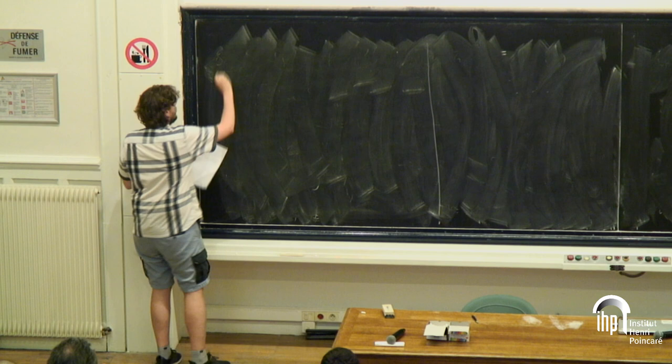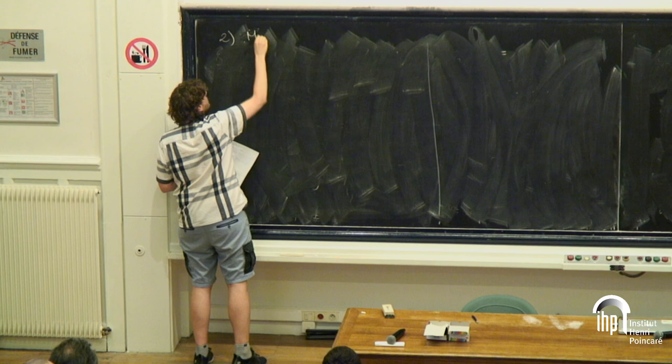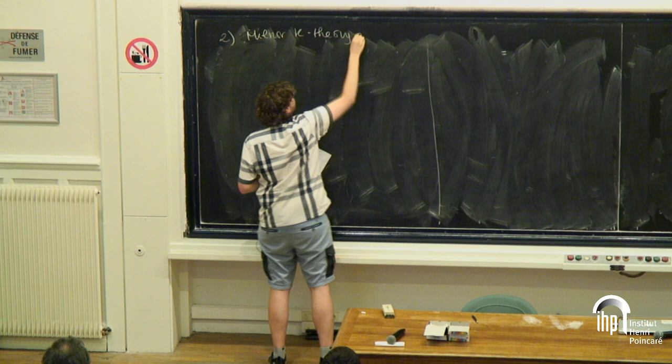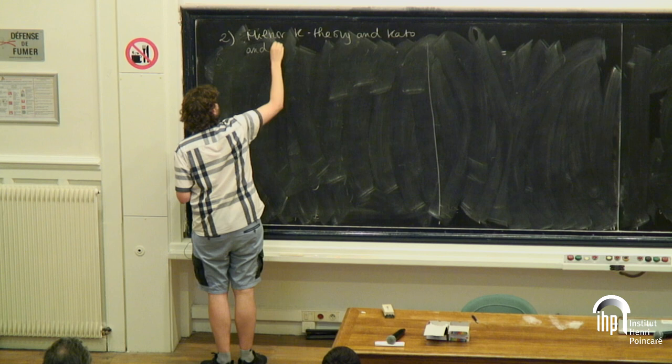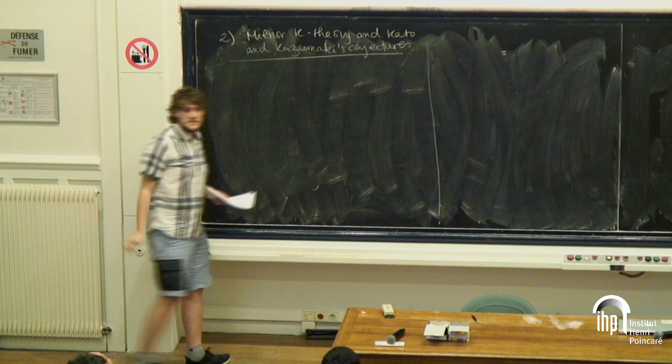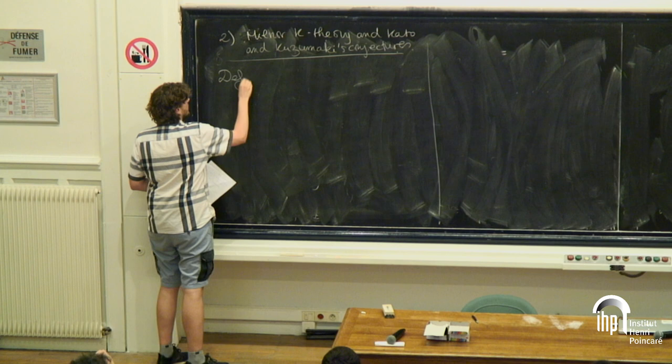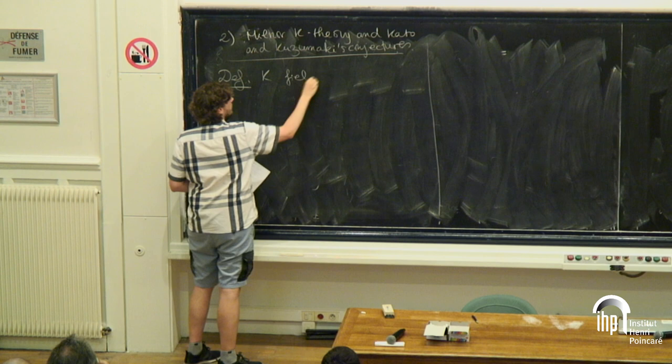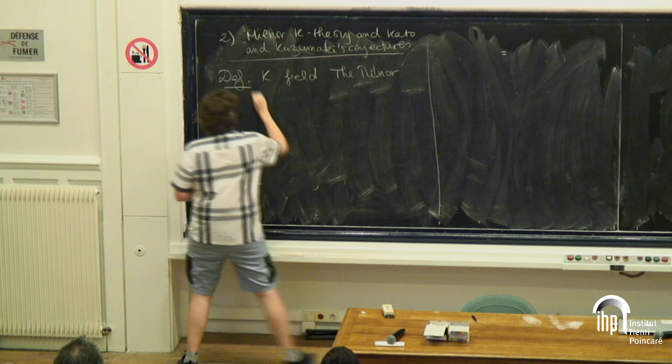We will talk about Milnor K-theory and Kato and Kuzumaki's conjectures. All right, so the starting point is to introduce Milnor K-theory. And so I'm going to define it. The definition is very, very explicit. Let's consider K a field. And then the Milnor K-theory of K is defined as follows.